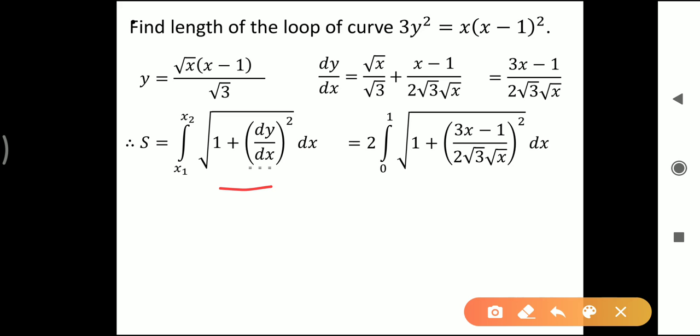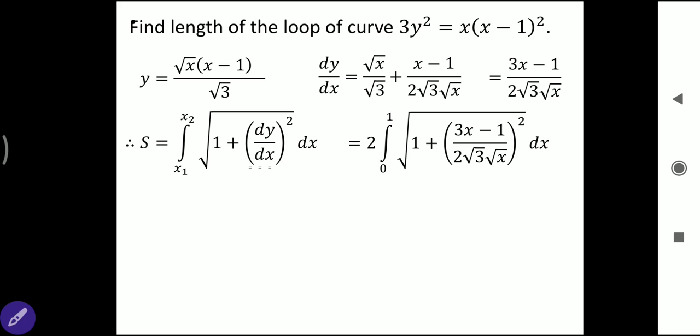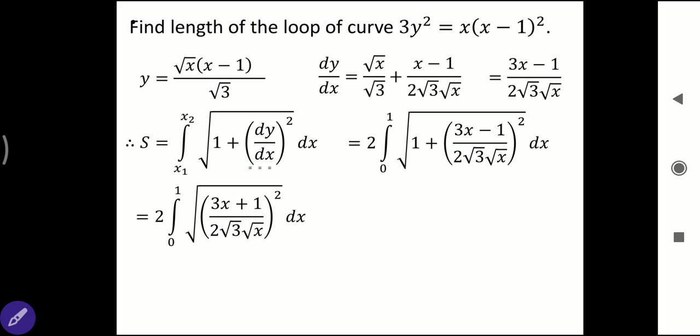And then I'm simply putting the values of dy by dx over there, and I'm squaring it. Now when you simplify it, when you take the square, we'll get the next term as 2 times integral 0 to 1 under root 3x plus 1 whole square. And now since we are getting the whole square, the square root and the square will get cancelled out, and we are going to get simply 2 times integral 0 to 1 of 3x plus 1 upon 2 root 3 root x.